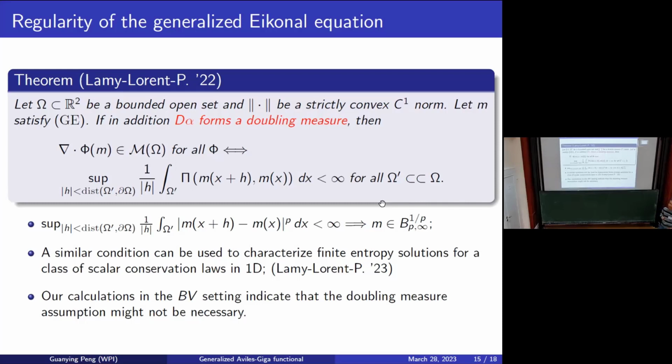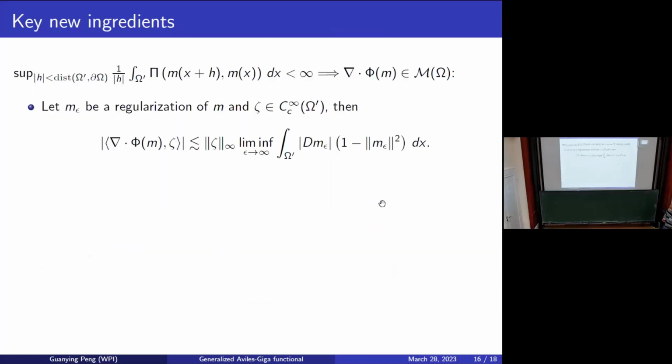Okay, so for the final several minutes, I'm going to try to explain a little bit the proof of this result. For the forward implication, it follows rather closely the roadmap that was laid out by Lamy and collaborators for the classical Eikonal equation. So we did some technical adaptations. The reverse implication, assuming this condition, and to imply that all entropy productions are finite Radon measures, this is the place where we had to do something quite differently. So let me try to explain this a little bit.